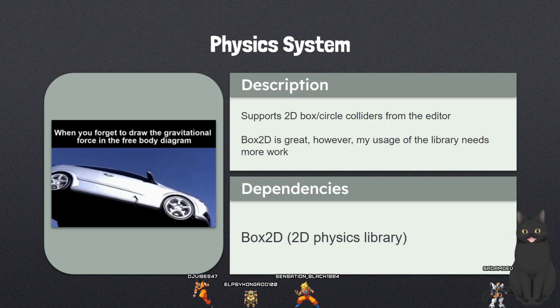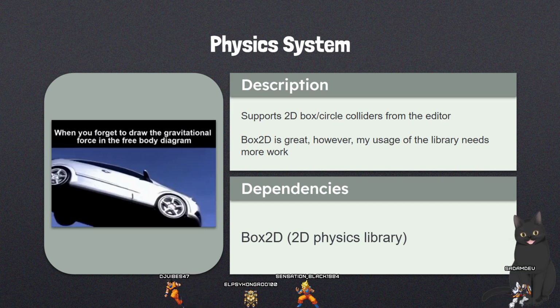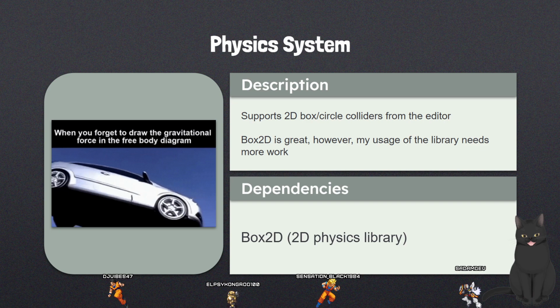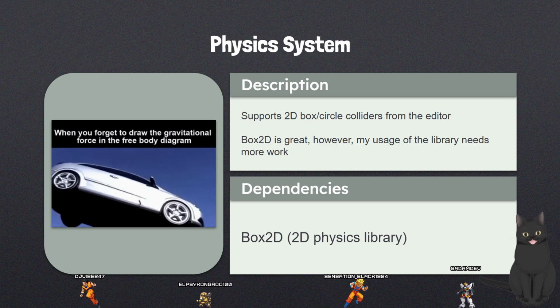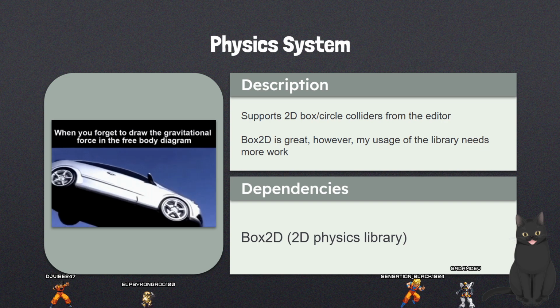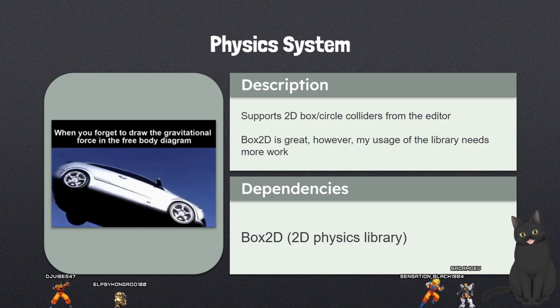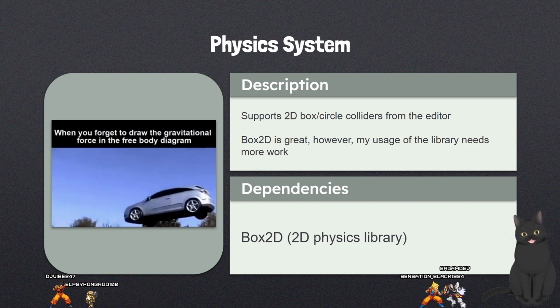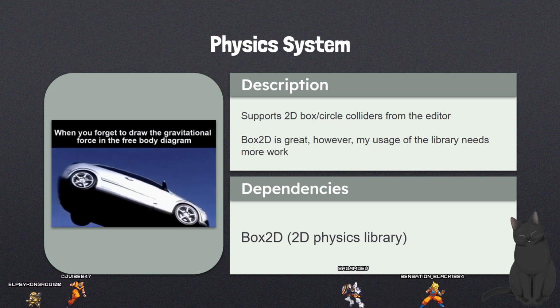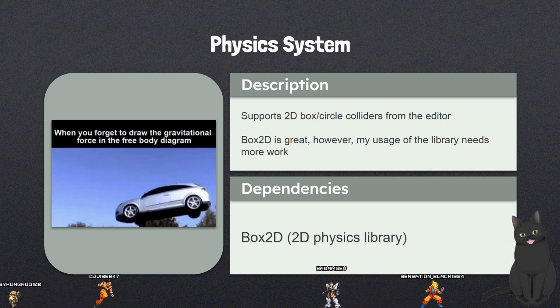All right, the next thing is the physics system, right? So the physics system uses Box2D in the background. I have plans for 3D in the future, but for now it's just 2D. That's all Pong really needs, right? It supports 2D box and circle colliders from the editor. And yeah, I still have work to do on this system, right?